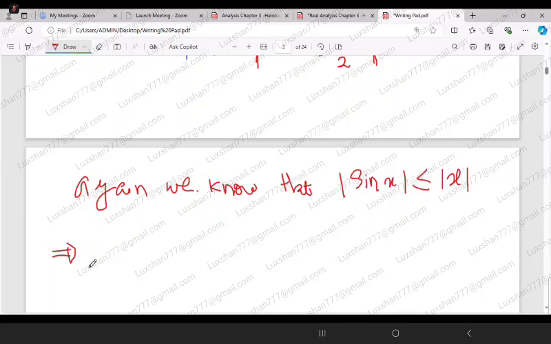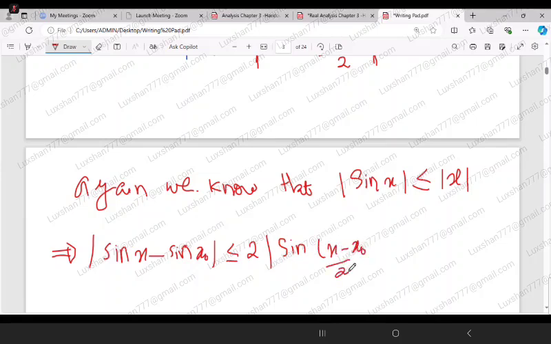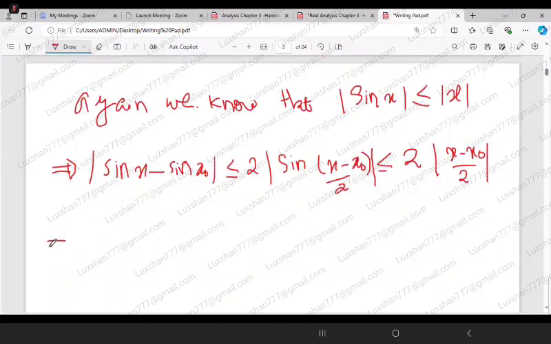Now how can I write this? It symbolizes mod of sin x minus sin x naught is less than or equal to 2 times mod of sin of (x minus x naught) by 2, which is less than or equal to, since mod of sin x is always less than or equal to mod of x, 2 times mod of (x minus x naught)/2, right? Using this side.